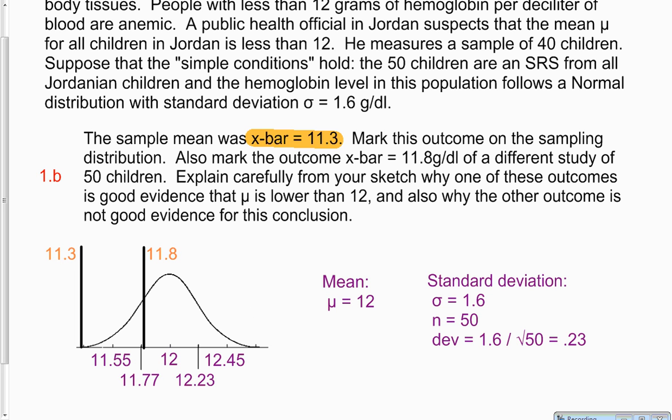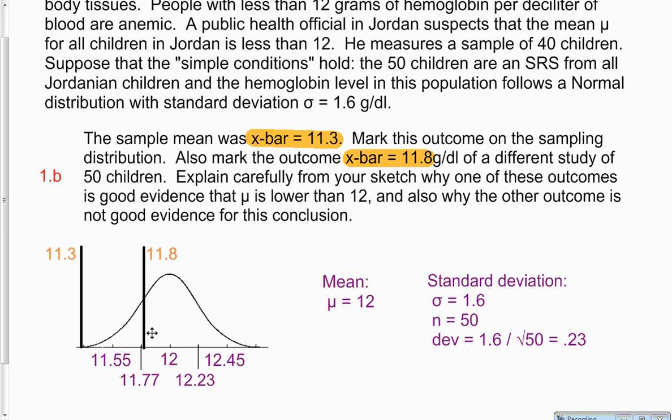Now it asks you to explain. First I'm going to highlight this here. Then it asks you to explain carefully from your sketch why one of these outcomes is good evidence that mu is lower than 12, and why the other outcome is not good evidence. Well, if you see this result here, it's nowhere close to mu equals 12. It's way off, almost 3 standard deviations away. That's pretty good evidence that if this is what you collected, the actual mu probably isn't 12, because 11.3 is nowhere close on this normal curve.